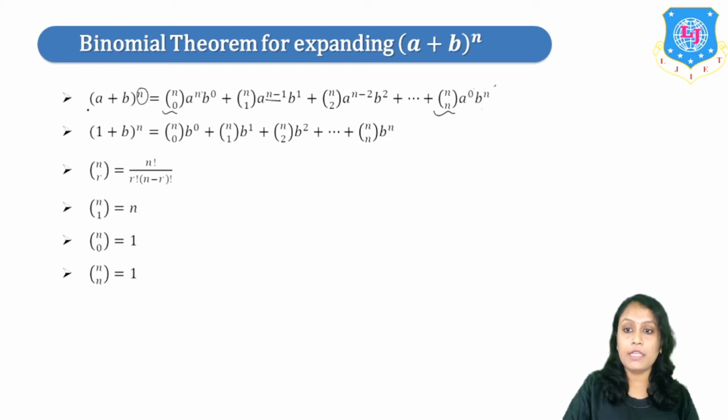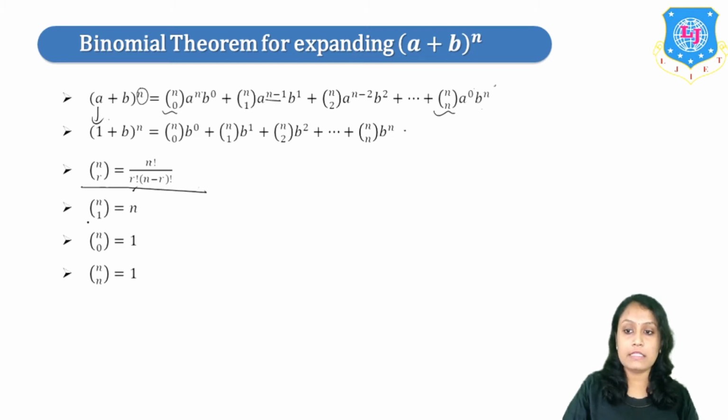Now, in place of a, if you write 1, then 1 raised to n, 1 raised to n minus 1 and 1 raised to 0, all will be 1. So the formula for (1 plus b) raised to n will become nC0 b raised to 0 plus nC1 b raised to 1 plus nC2 b square and so on up to nCn b raised to n. Now, the formula to find nCr is n factorial upon r factorial into (n minus r) factorial.